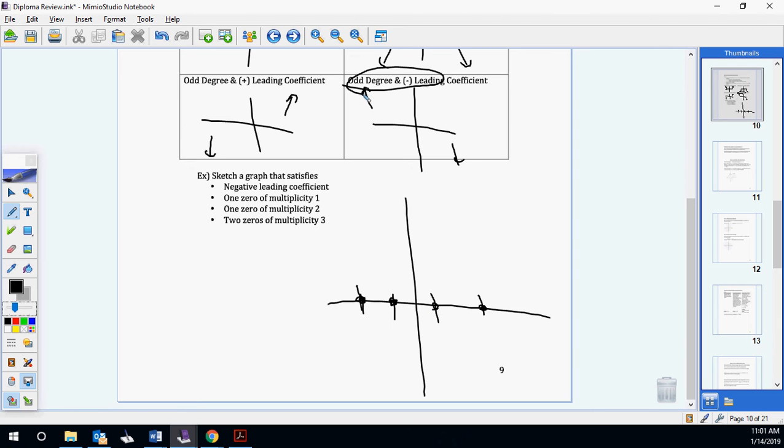What makes sense is when you actually draw through these zeros, you don't have to do them in order. I'm just doing them in order. But when you draw them, it'll force you to end that way. So watch. 1 zero of multiplicity 1. What does multiplicity 1 do? Straight through. Okay, and then multiplicity 2 bounces. Multiplicity 3 changes inflection. Like that. That's what it'd look like-ish. That's just an example of one.